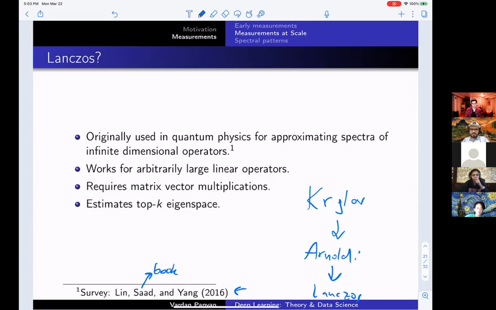Lanczos is a person, by the way, a famous mathematician. What was his name? He had a cool name. Oh yeah, Cornelius Lanczos. Cornelius, a really cool name.